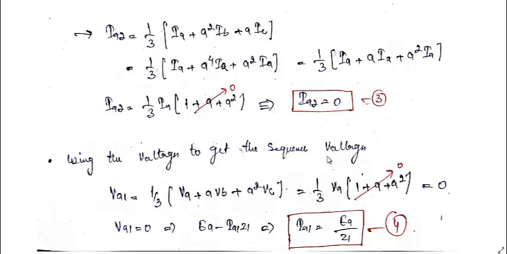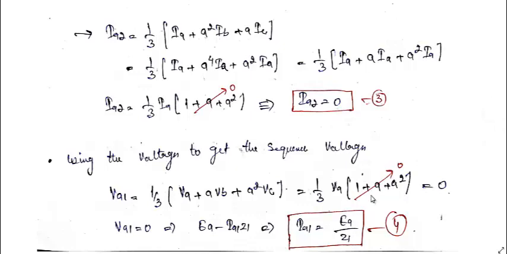Now using the voltages, we get the sequence voltage VA1 will be equal to 1/3 (VA plus A VB plus A square VC). Since VA, VB and VC are the same, this can be replaced by VA, this can be replaced by VA, and VA is taken out, so it will be equal to 1 plus A plus A square. This is also equal to 0, so VA1 can be written as 0. And VA1, we know, is equal to EA minus IA1 Z1. So IA1 from this will be equal to EA by Z1.